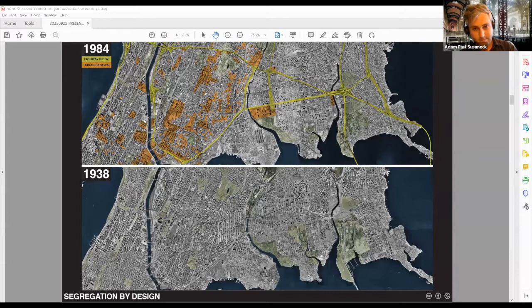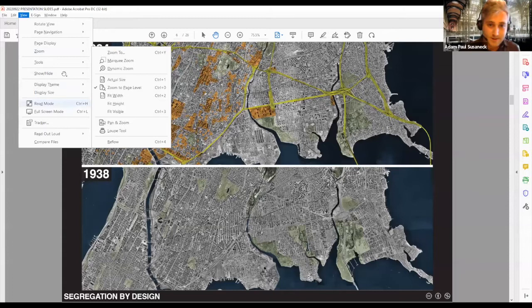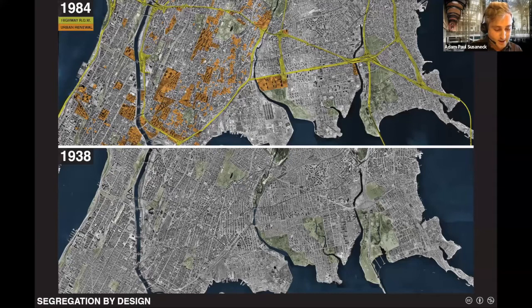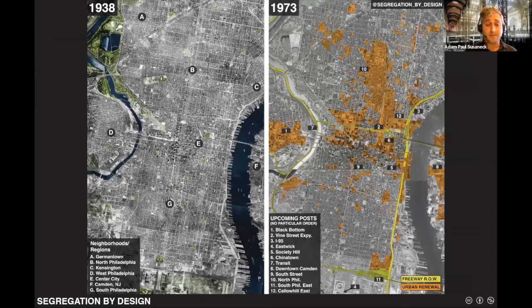Switch back. So, unfortunately, the Cross Bronx served as a direct model for other cities looking to develop their own highway networks, this is Philadelphia, after President Eisenhower signed the Federal Aid Highway Act in 1956. This bill provided a 90% federal match for freeway construction.